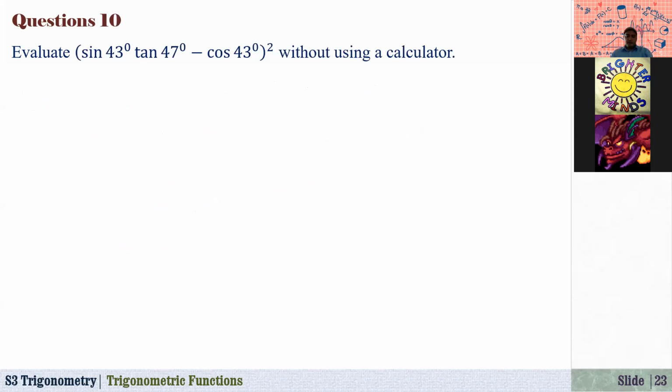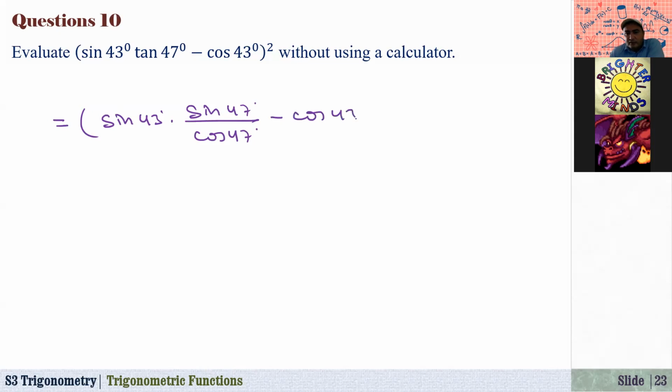Evaluate without using a calculator: sine 43 tangent 47 minus cosine squared 43. So this equals first sine of 43 times, what is tangent of 47? That is sine of 47 over cosine of 47. Minus, here we have cosine of 43 degrees squared.